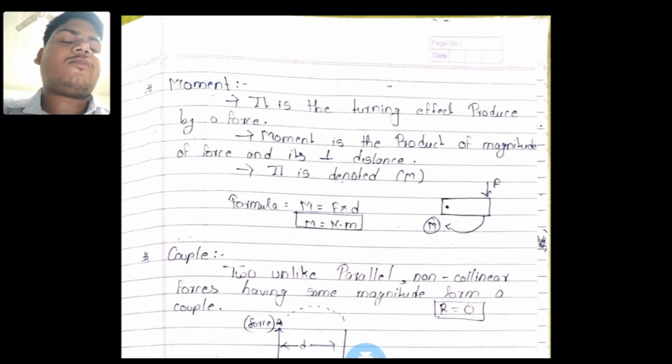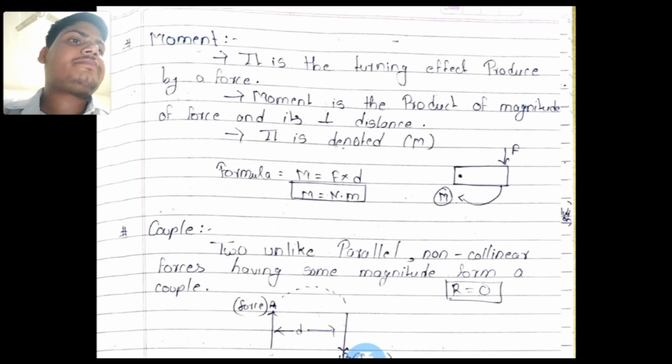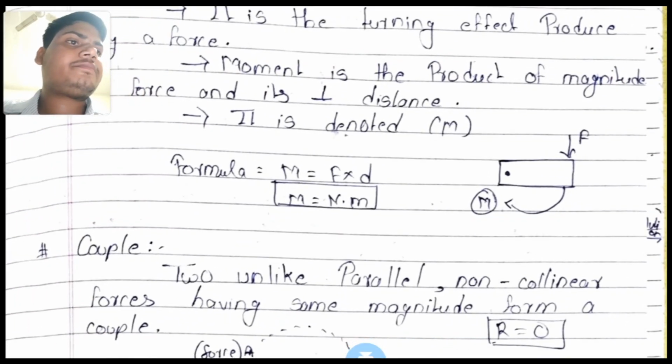Now we discuss what is meant by moment. It is a turning effect produced by a force. Moment is the product of the magnitude of force and its perpendicular distance, and it is denoted by M. Formula: M is equal to F into d, where F is force and d is distance. M is in Newton meter, and this diagram shows the moment. If we apply the force in a downward direction, the continuous rotating process is called moment.